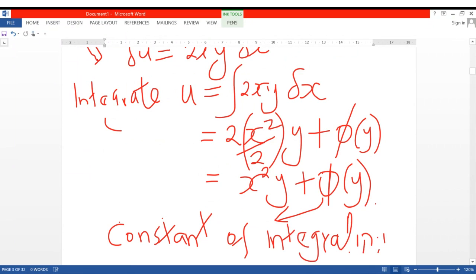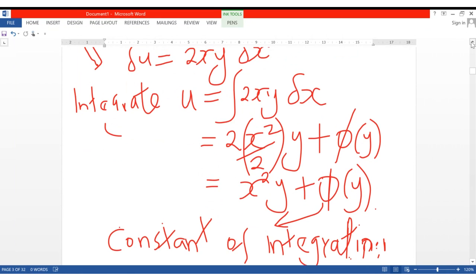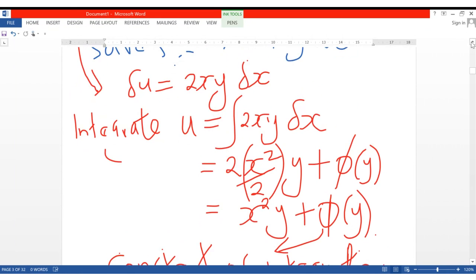Why is it a function of y but not a function of x? Because when I differentiate a function of y in terms of x, I should still be able to get 0, because y is a constant. That's why we are calling it a function of y. So I'll repeat again. I have partial u over partial x equal to 2xy. I need u, so I have integrated in terms of x, assuming that y is a constant, and the constant of integration, I'm calling it phi of y.